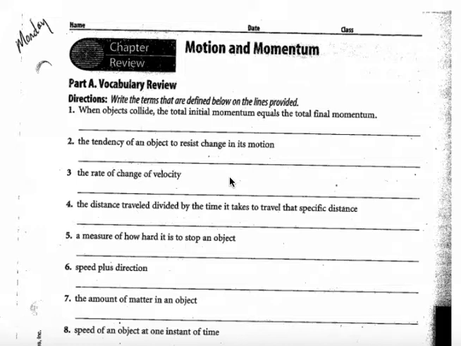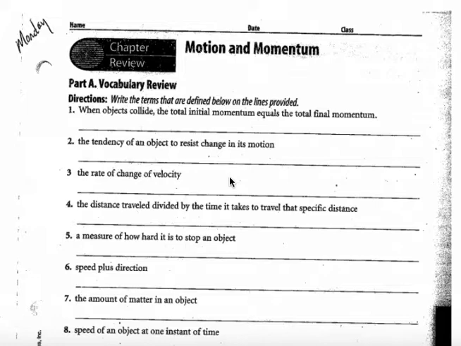6, speed plus direction, that's velocity. They're measured in the same way, but you're adding in a direction to what that object is traveling. 7, the amount of matter in an object is mass, and mass goes into a calculation on how you're going to get inertia, an object's ability to resist change in motion, and momentum, an object's ability to stop something. If something has more mass, both of those are usually increased.